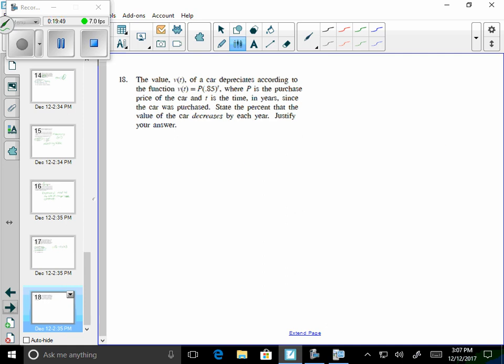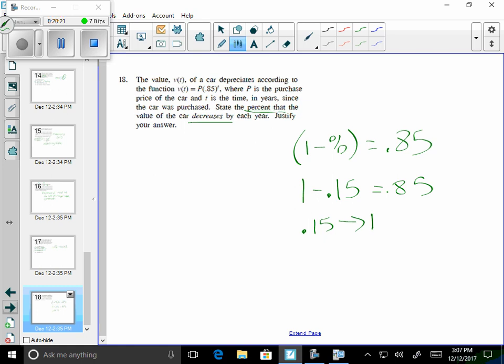The value V of t of a car depreciates according to the function V of t equals P times 0.85 to the T, where P is the purchase price and T is the time in years. State the percent that the value of the car decreases by. So we're stuck in that 1 minus the percent area again. In this case, it's going to equal 0.85. Well, what did you have to subtract from 1 to get to 0.85? 15, or 0.15. And 0.15 as a percent is 15%. So therefore, your percent decrease each year is 15%.